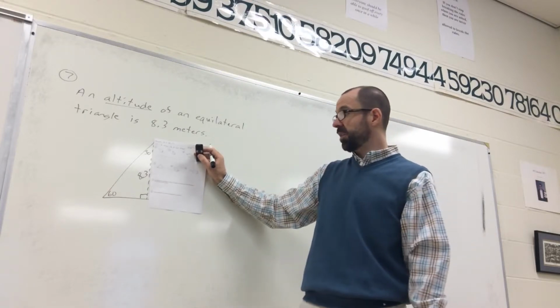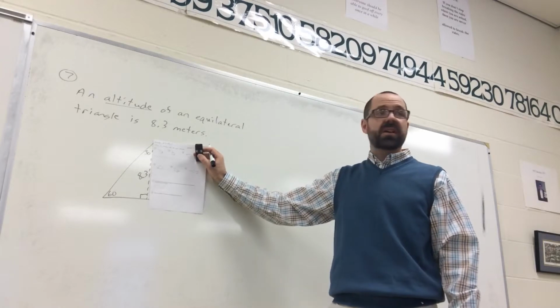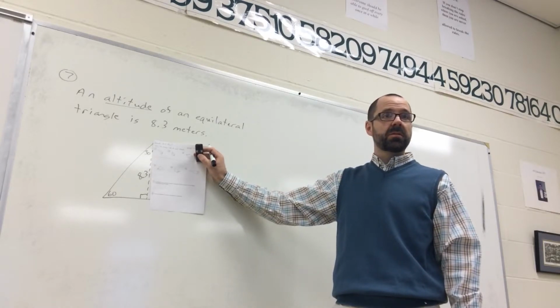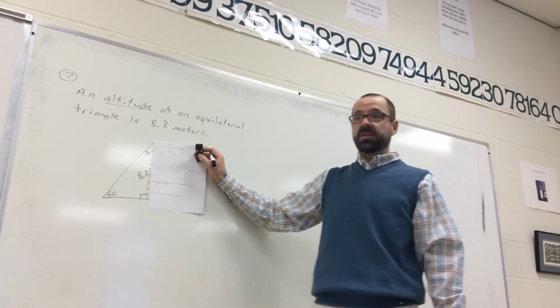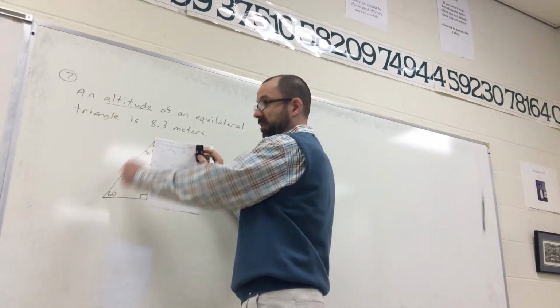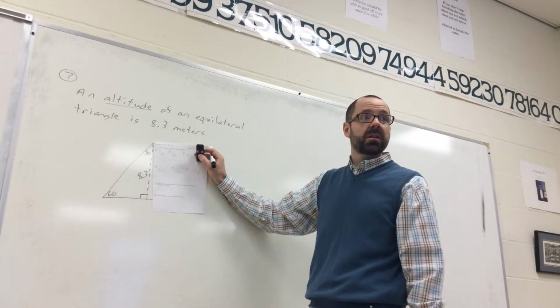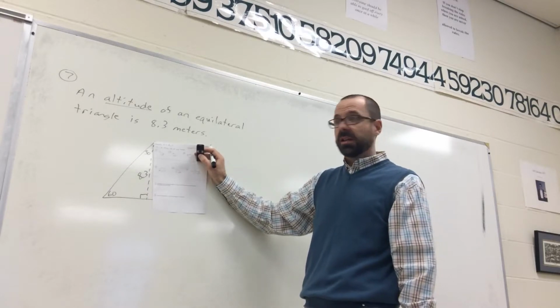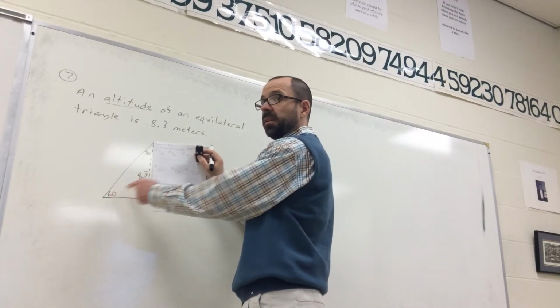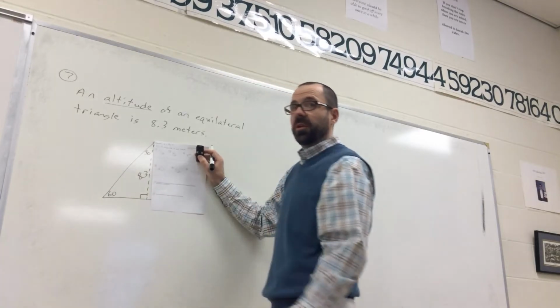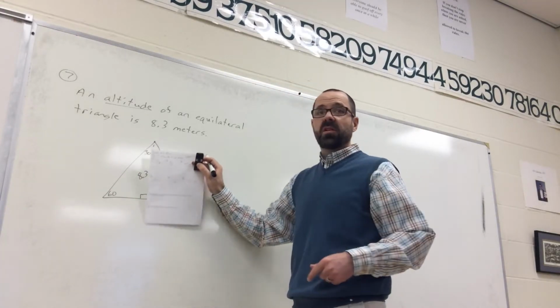All right, so the 8.3, is that the hypotenuse? No, it's not, because it's not across from the 90, right? The hypotenuse is over here. So it's one of the legs. Is it the short leg or the longer leg? It's the long leg because it's across from 60. The shorter leg would be across from 30. So 8.3 is the long leg.